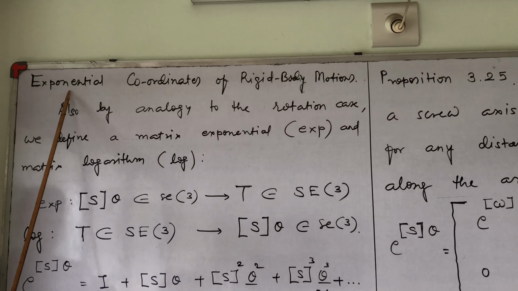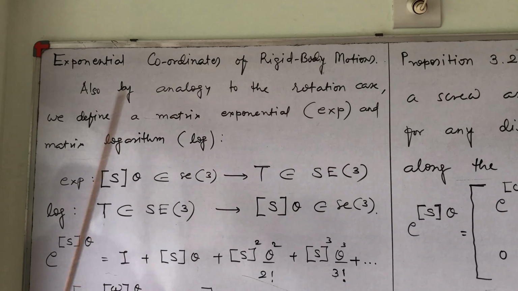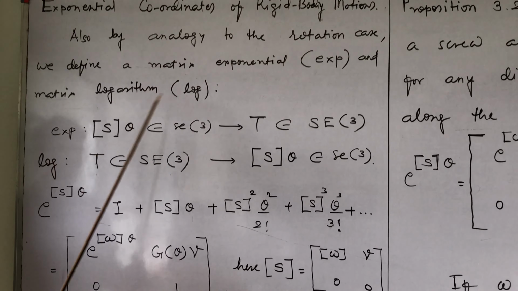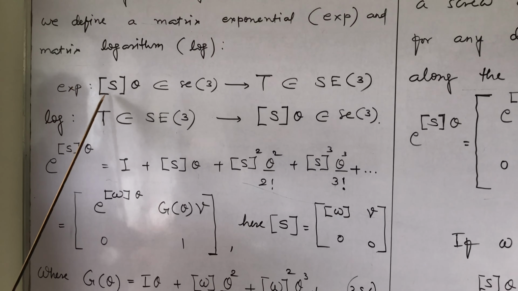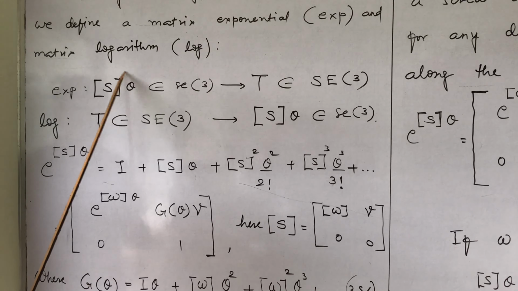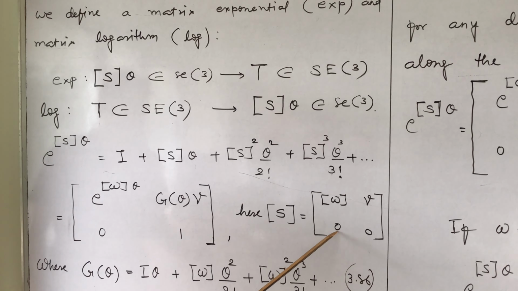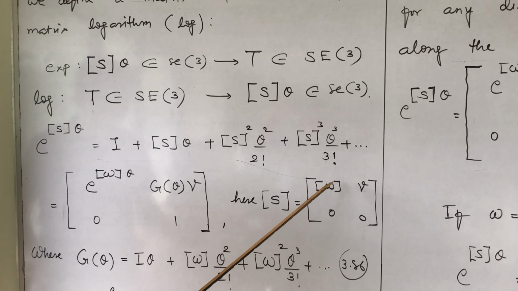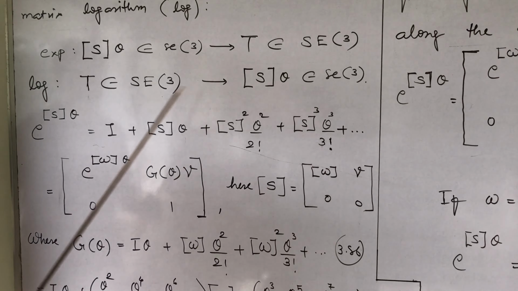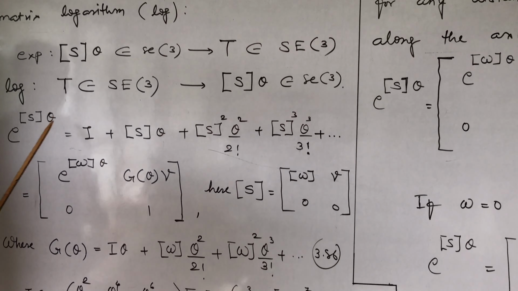Today we will study exponential coordinates of rigid body motions. By analogy to the rotations case, we define a matrix exponential, exp, and a matrix logarithm, log. So exp maps S theta, which belongs to se(3), to T, which belongs to SE(3). What is S? S is the twist matrix, [omega, v; 0, 0], where omega is the rotation axis, a unit vector, and this one is the skew-symmetric omega. And log maps T, which belongs to SE(3), to S theta, which belongs to se(3).